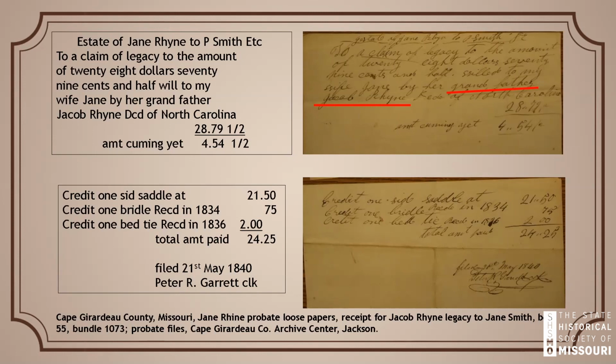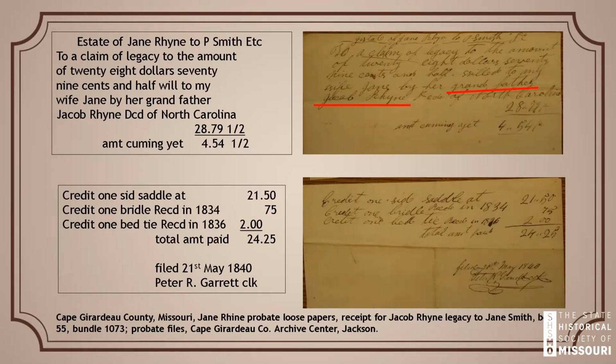I needed to make a connection between Jane Smith, the wife of Peter Smith, and Jacob Rhine, ostensibly her grandfather. And I was trying to do it one generation at a time, the way you're supposed to. I didn't get any help from her father's probate, Martin Rhine. Jane Smith had been Jane Rhine. Her mother was also Jane Rhine. She had a probate file as well. And when I started transcribing documents out of her file, I found this one.